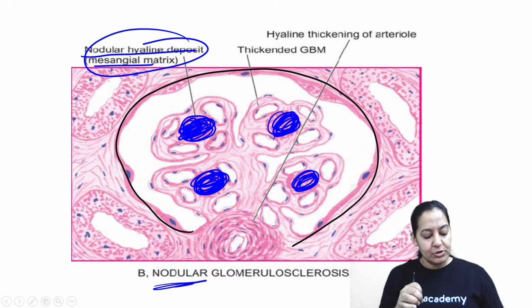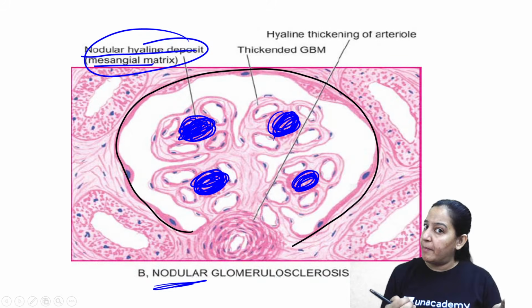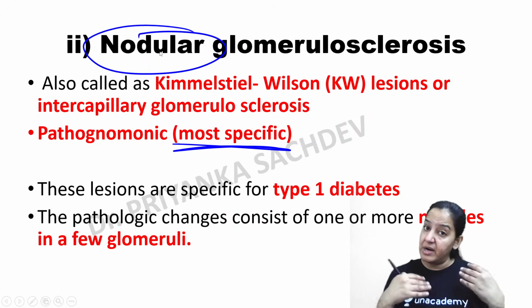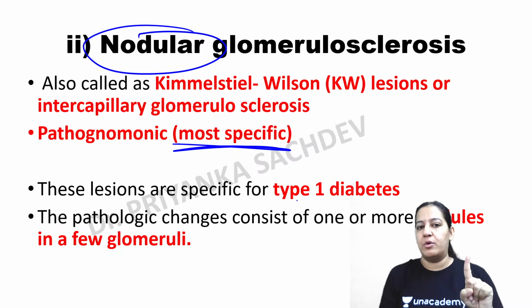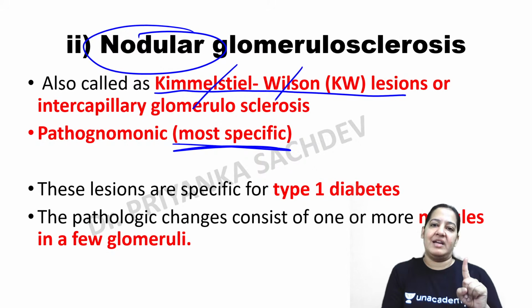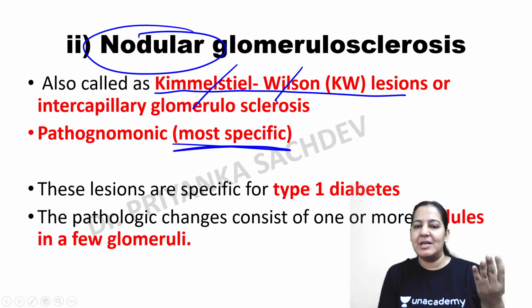Everyone give me a thumbs up. So which is more common? Diffuse is more common. But which is more specific? The nodular one is more specific. There is one more name given to the nodular one. The nodular one is also known as KW kidney, that is Kimmelstiel-Wilson kidney. That is based on the scientists who discovered it.